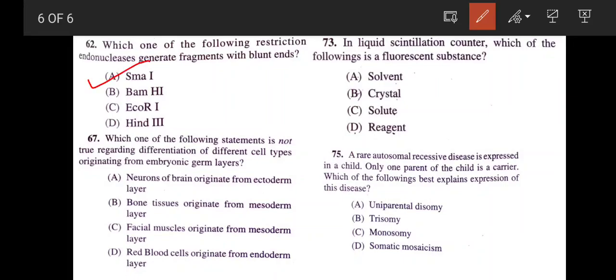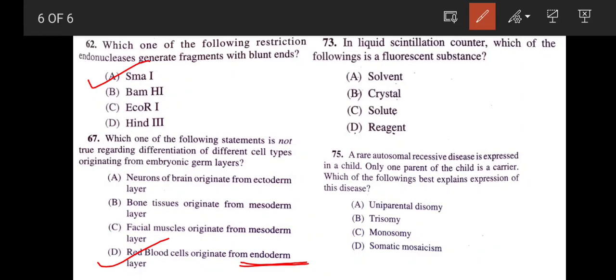Next question, which one of the following statements is not true regarding differentiation of different cell types originating from embryonic germ layers? Neurons of brain originate from ectoderm layer, it is correct. Bone tissue originates from mesoderm, correct. Facial muscle originates from mesoderm, correct. RBC originate from endoderm, it is incorrect because RBC originate from mesoderm.